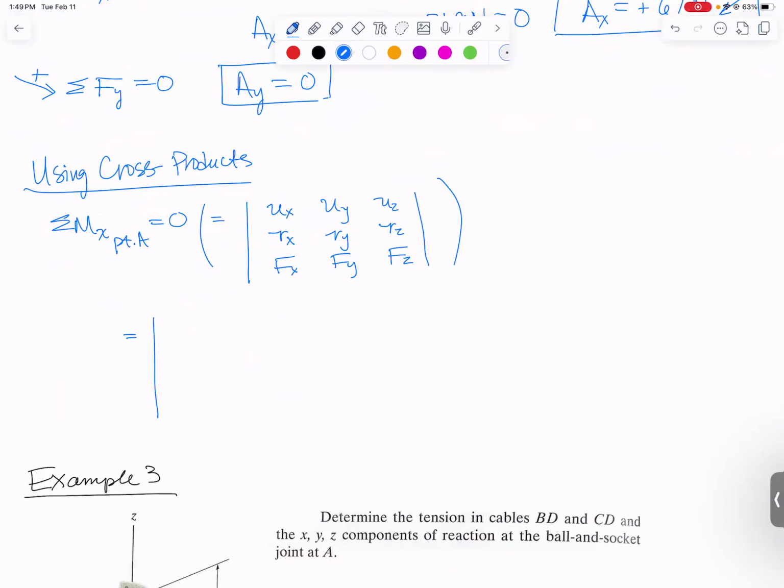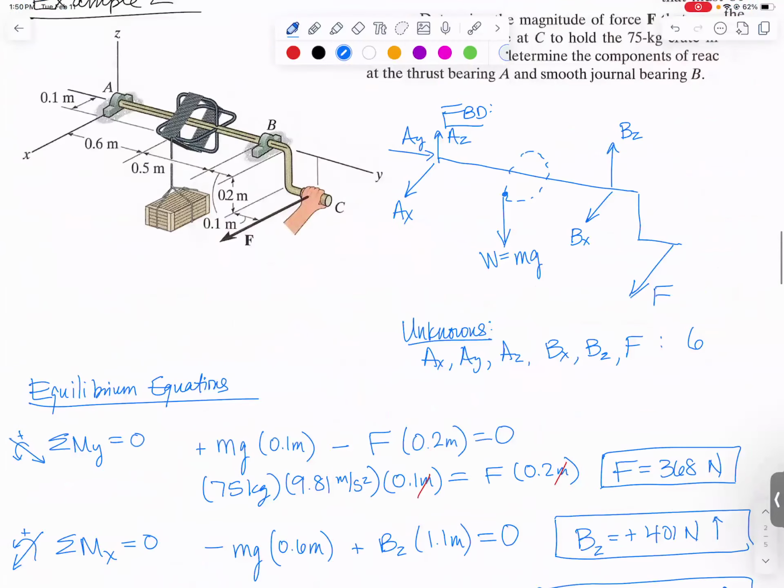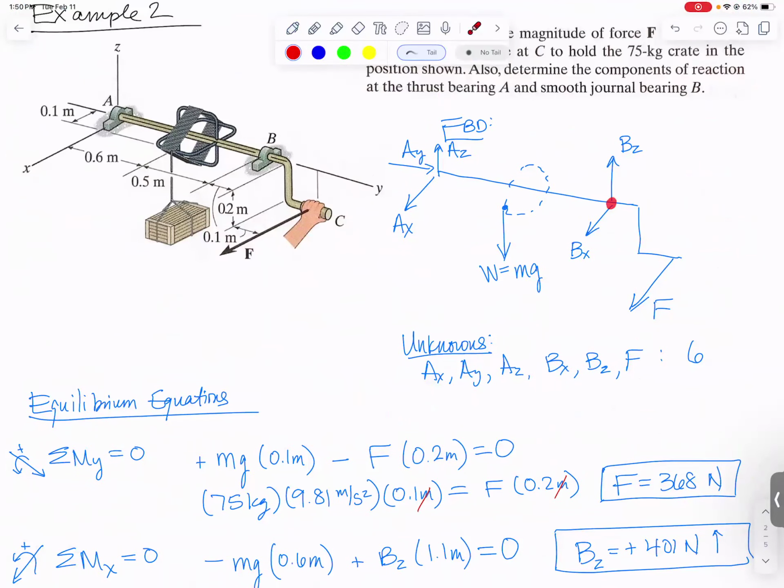The first row needs to be a unit vector along the axis. Well, it's the x-axis, so the unit vector will be 1, 0, 0. So every one of these that we're going to sum up is going to have a 1, 0, 0 because we are summing moments about the x-axis. And they all have to add up to 0. Let's start with all the forces at point B.